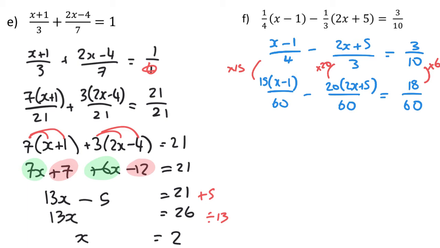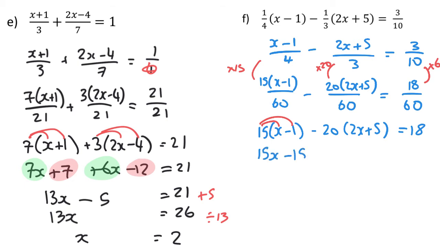And now the denominators are the same, so we can drop those. So we get 15 upon x minus 1 minus 20 upon 2x plus 5 equals 18. So we need to expand in the brackets, so 15 times by the x and 15 times by the minus 1 gives us 15x minus 15.